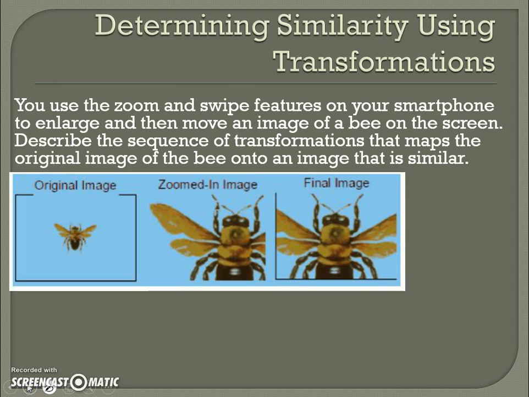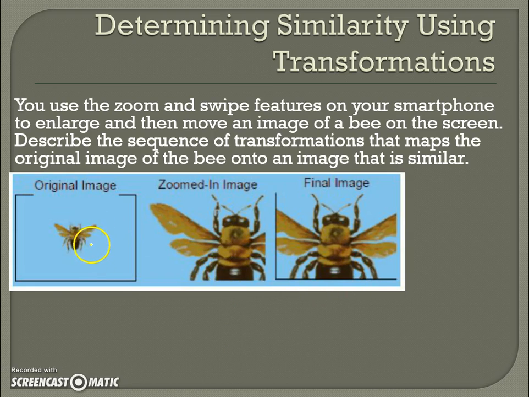All right, so it says determining similarity using transformations. It says use the zoom and swipe features on your smartphone to enlarge and then move an image of a bee on the screen. You probably didn't even know that you were doing geometric transformations when you do that kind of stuff, but you are. Describe the sequence of transformations that maps the original image of the bee onto an image that is similar. So how do I get from this picture to this picture with this one in the middle?